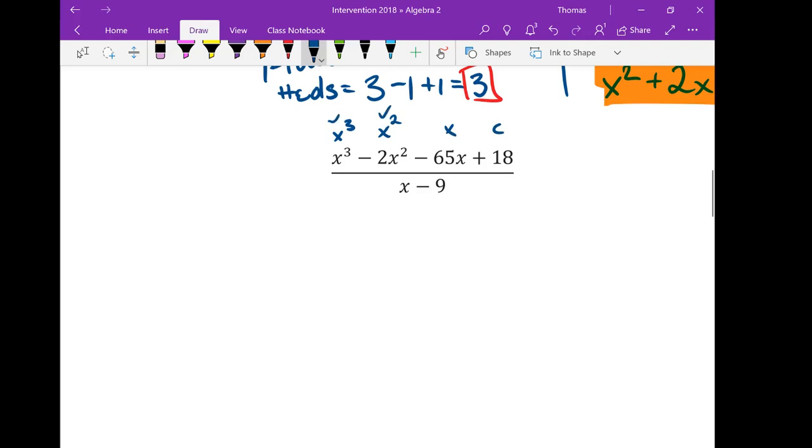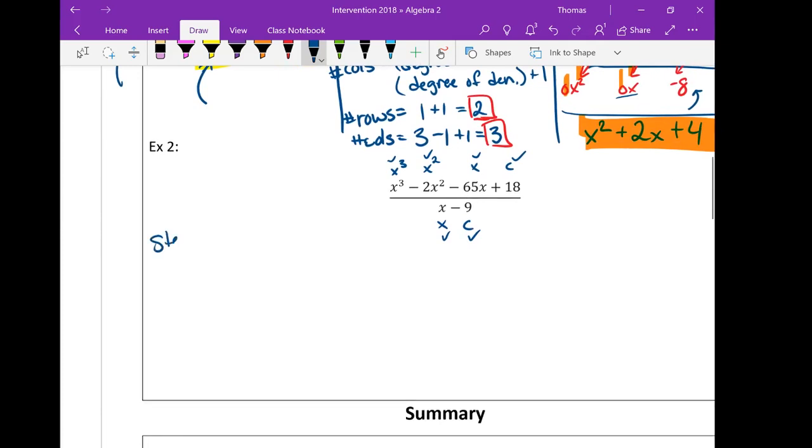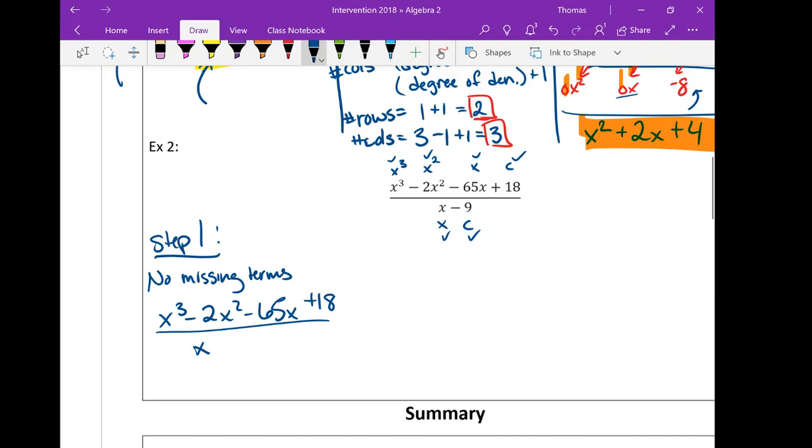And it looks like, yes, we have all of these terms on top, so we don't need to fill any in on top. On bottom, our x is the highest. After an x we should have a constant. And sure enough, we have an x, yep, and we have our constant. So we're not missing anything. We don't need to fill in any terms. So for our step 1, there's no missing terms. So I'm just going to put our problem right down here. x cubed minus 2x squared minus 65x plus 18, divided by x minus 9. This one's got a big number in it.